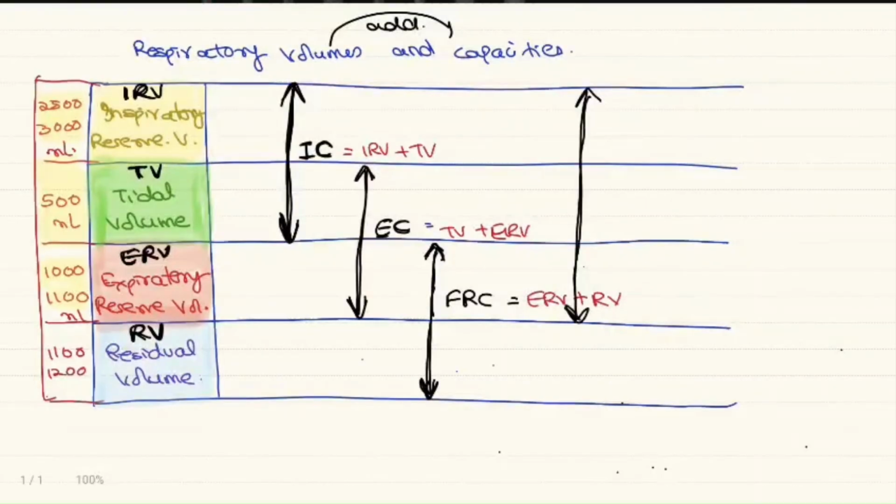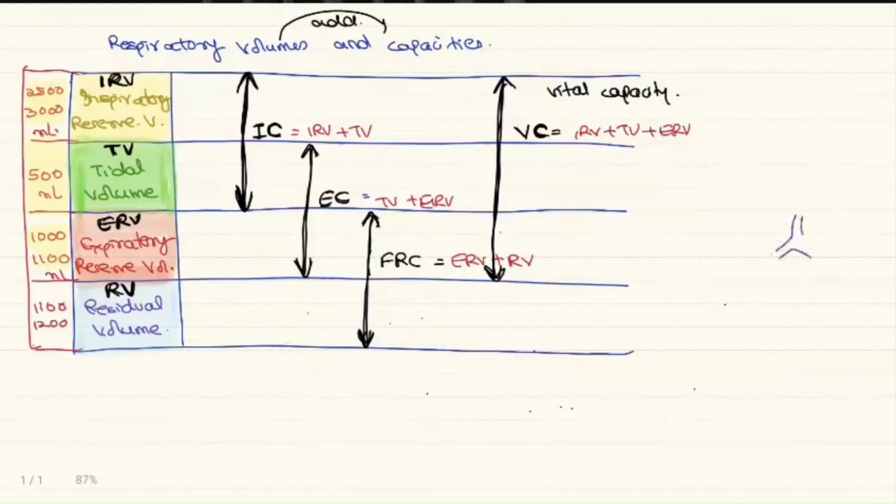Now let's add all the first three volumes except the RV. That is, if I add IRV plus TV plus ERV, what I will get is called as VC, the vital capacity. To understand the vital capacity, let's understand like this. These are the lungs. The lungs always have RV. If I'm breathing normally, inhaling, exhaling normally, I also have ERV in my lungs. See, ERV is exhaled only during forced expiration.